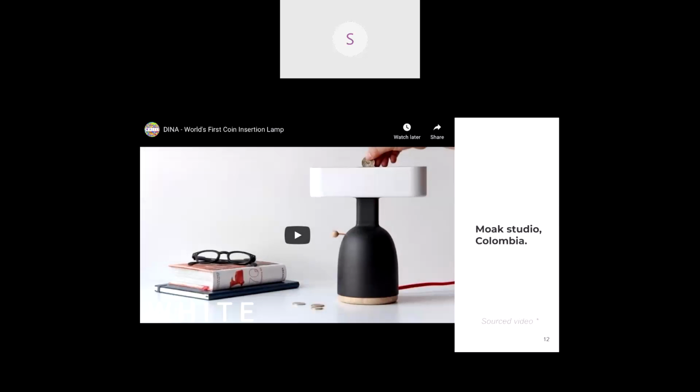This is another video I want to show. Again, my audio is not going to be audible, so just the video. This was a lamp done by Mock Studio Colombia. This, I feel, is something on the terms of what I spoke before, the rewarding system, right? We'll watch the video.